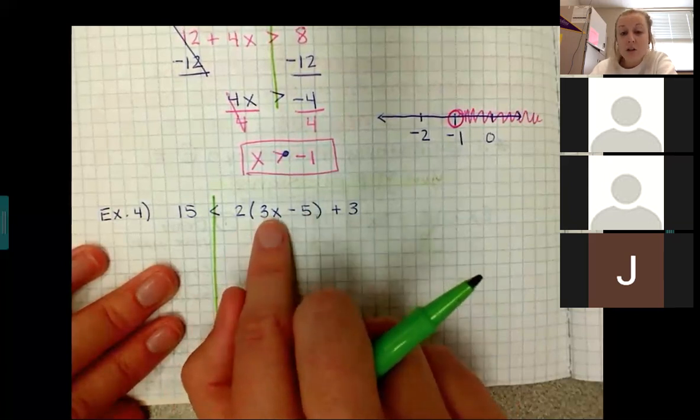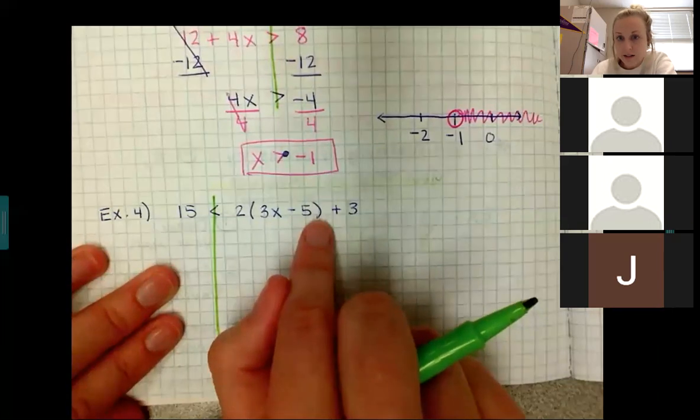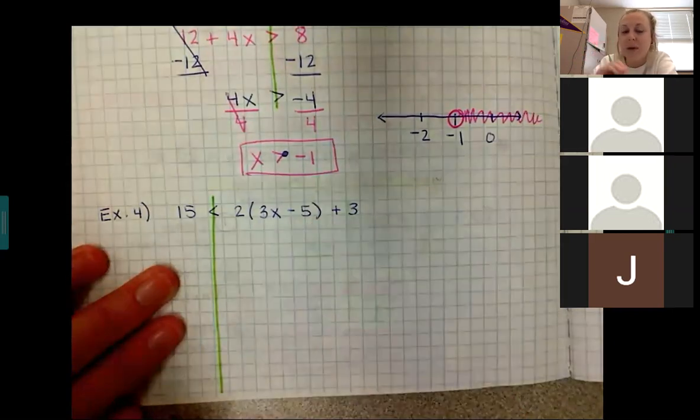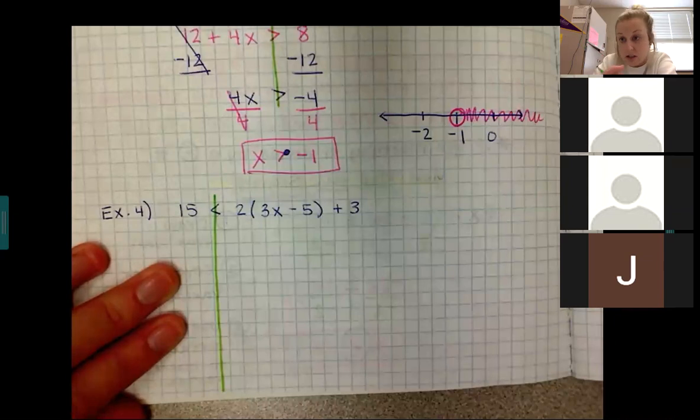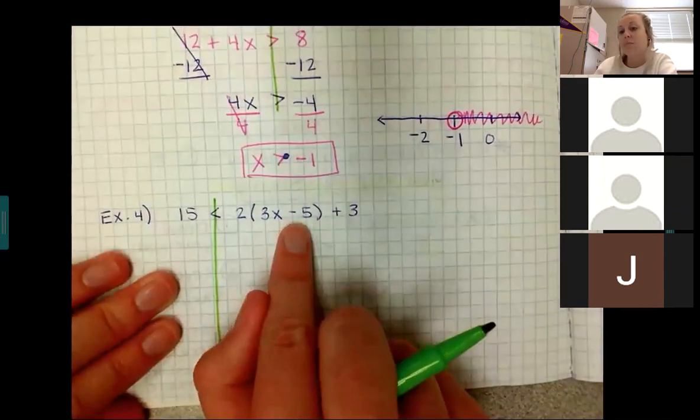Think about when you go to the zoo. Do they put the zebras with the lions? No. Because the lions would eat the zebras. Exactly. It's not going to work because they're not the same animal. Same thing with variables in math. If they're not the same, you can't put them together because it's not going to work out. So we can't do 3x minus 5.